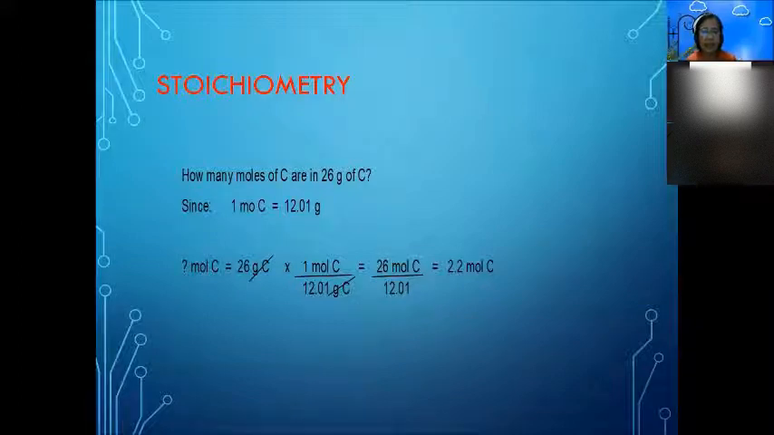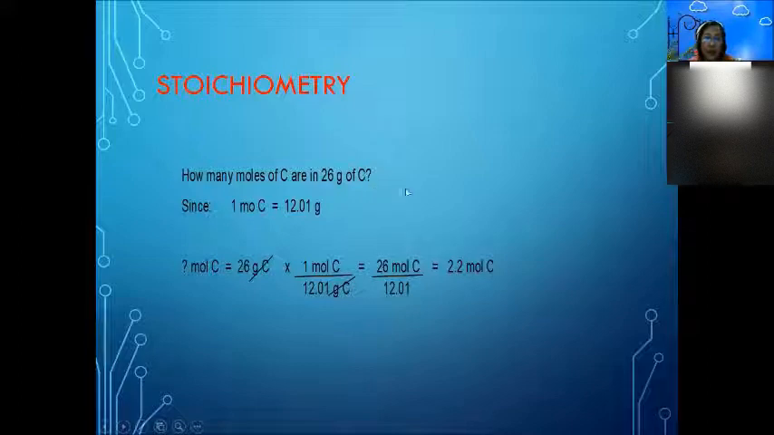Okay. Class, this kind of computation, you call this factor label method because you have an equivalence, okay, which you use as a factor. Okay? So, pwedeng pagpalitin yan, ha? Pwedeng 12.01 gram over 1 mole or 1 mole over 12.01. Depende sa i-compute. Okay? Depende sa given. Okay? So, here, you're being asked kung ilang mole daw ang 26 grams ng carbon.